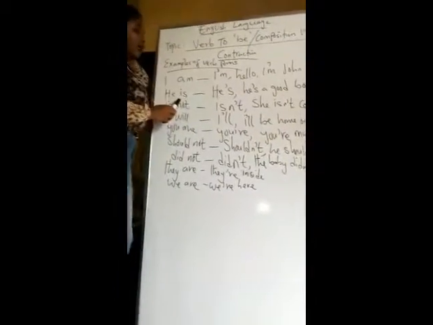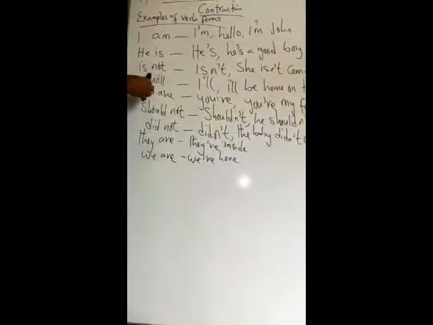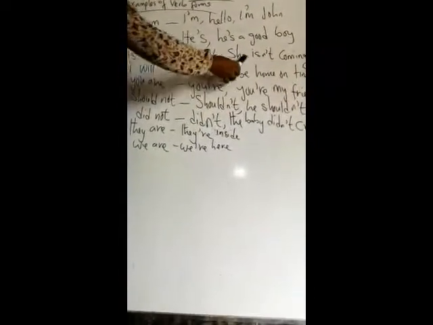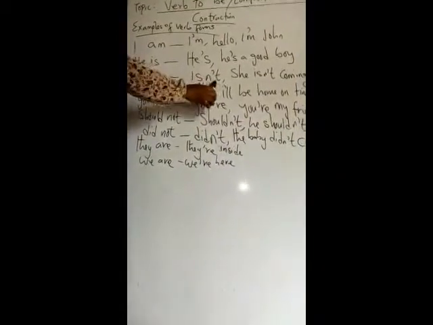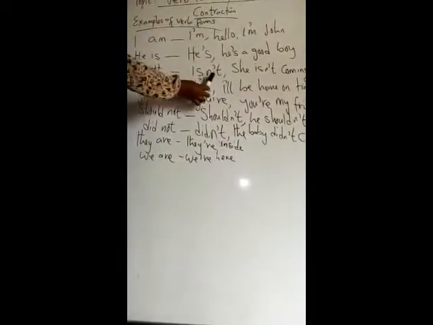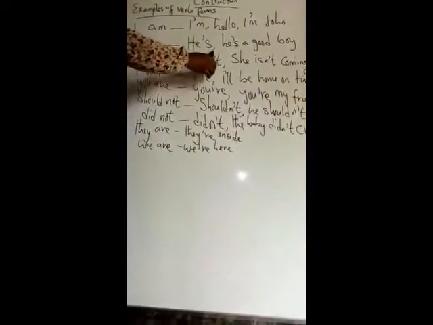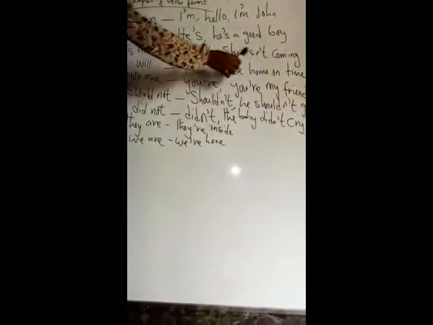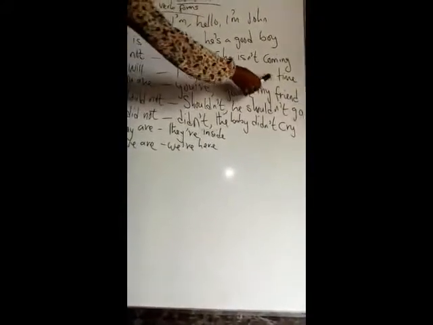He is now will be shortened to he's. He's a good boy. Is not, isn't. She isn't coming. From is not we get isn't. See how I spell it. Isn't. I remove the o. I-S-N apostrophe T. I put this small comma up and then t. Isn't. She isn't coming. I will, I'll be home on time.